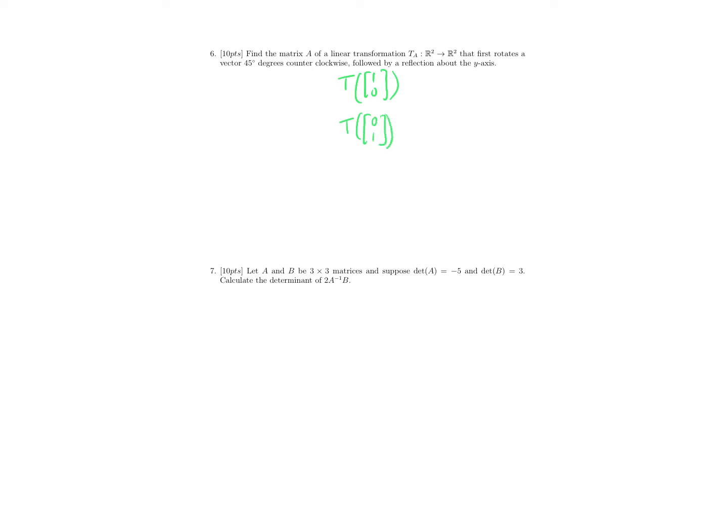So we can draw a picture and kind of think about what's going to happen. So what happens to 1, 0? Well, it's rotated by 45 degrees, so it goes here. That is root 2 over 2, root 2 over 2, and then it reflects. So it ends up here at negative root 2 over 2, root 2 over 2. And so that is the image of 1, 0.